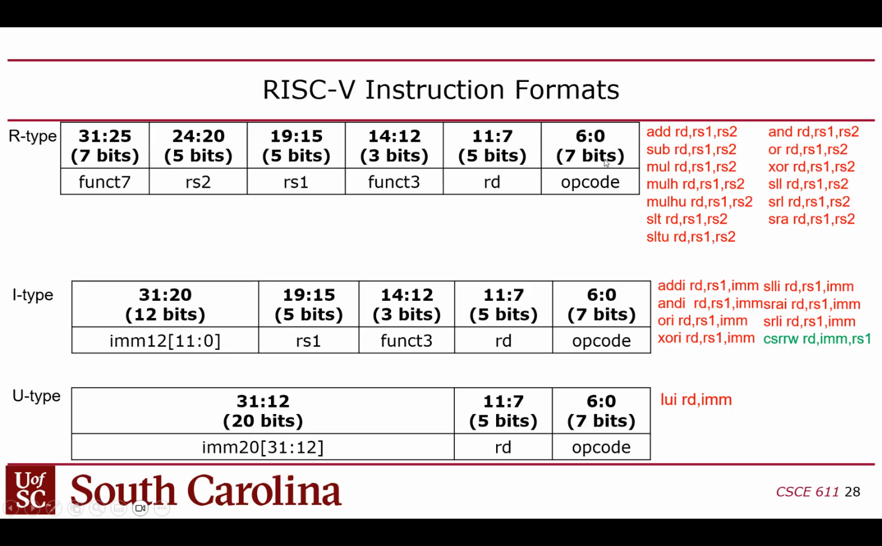And also notice the opcode is in the lower bits. Remember in MIPS, it was the first 6 bits. It was in the upper bits. So this is all messed up compared to MIPS. But the registers are RS1, RS2, and RD.